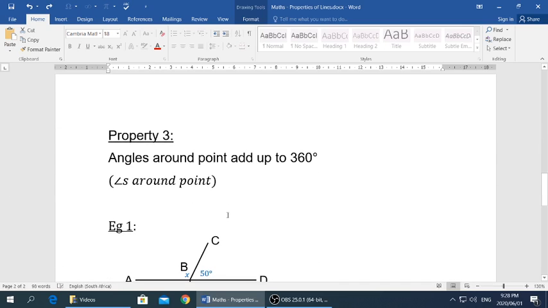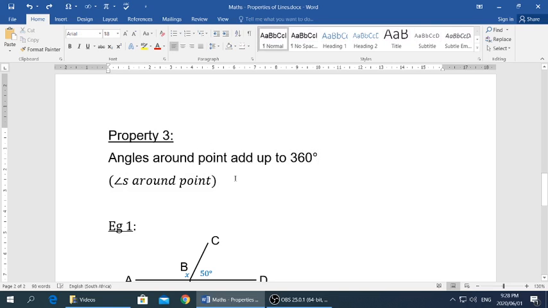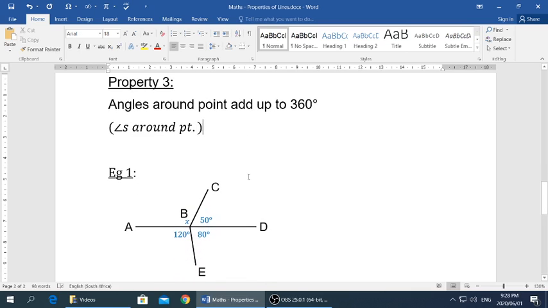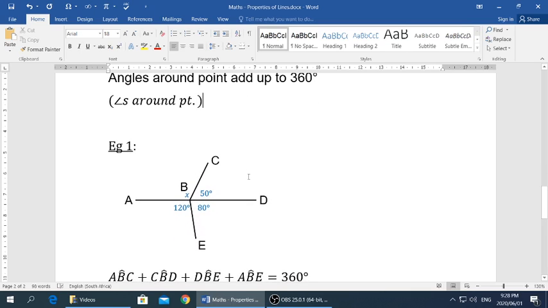The third property we're going to look at is angles around a point add up to 360 degrees. A shorter way to write it is angles around a point. You can even write it shorter like this, if you want to be really, really short. Okay, how this works is similar to how on a straight line everything added up to 180. Here, if we see almost a full circle, like a revolution, then all of these angles will add up around a point. So all the angles around B will add up to 360.